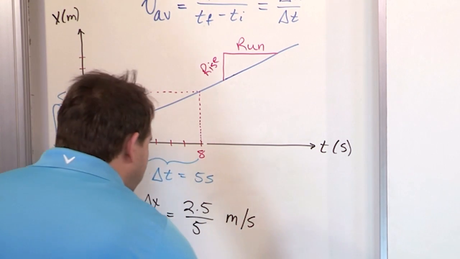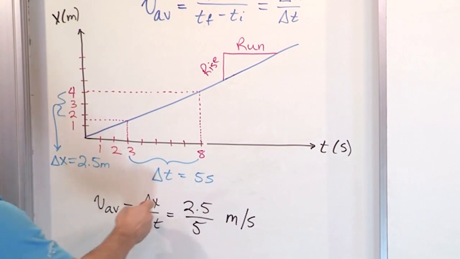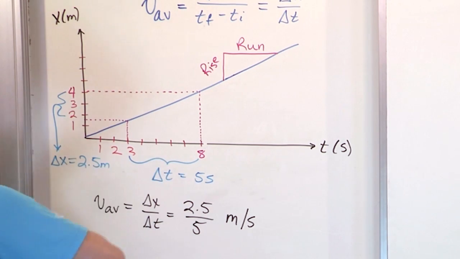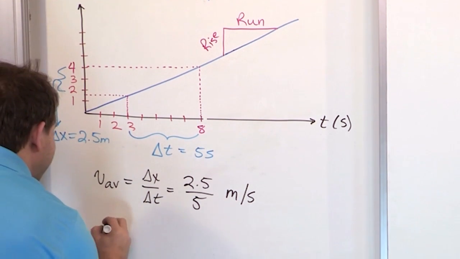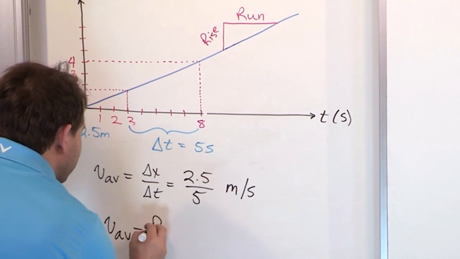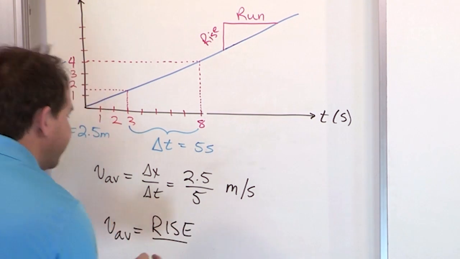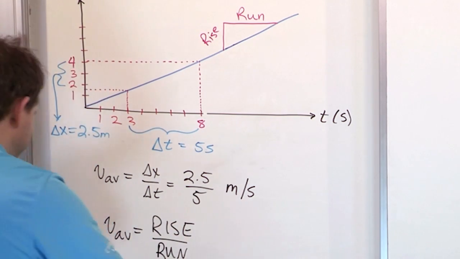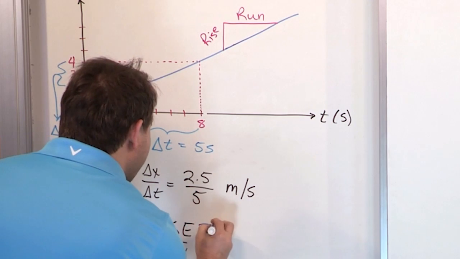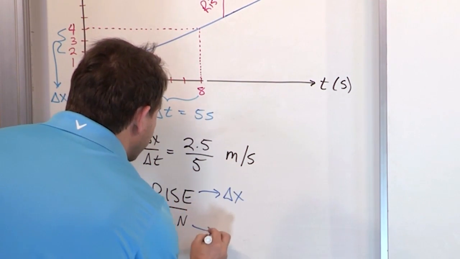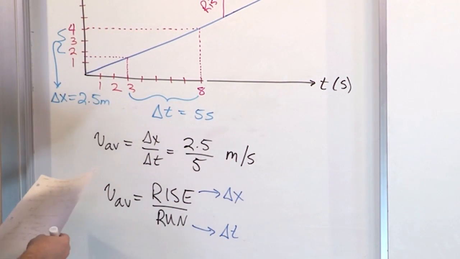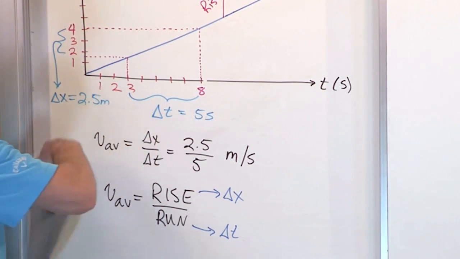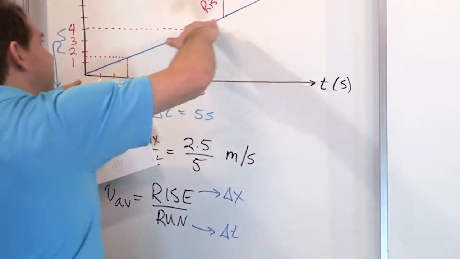So the most important thing I want you to pull out of this is that the average velocity is how far the graph went up in delta x divided by how far it went over. So what you really calculated is that the average velocity was the rise of this position graph over the run of this position time graph, because the rise was really delta x and the run was delta t. All right?